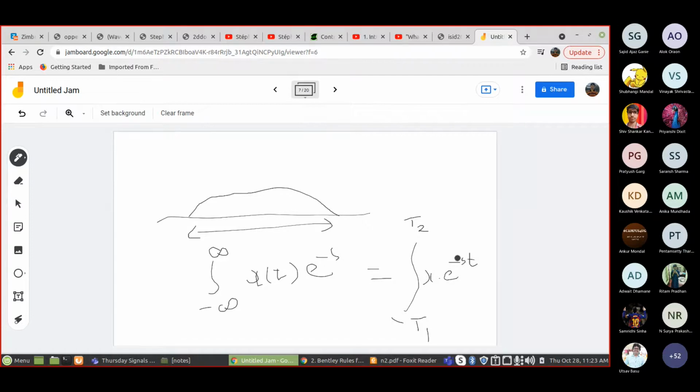Okay, so no matter what. Does anyone have any suggestions? What will be the ROC of this case? The integral is just over a finite interval. The signal is finite at all points.